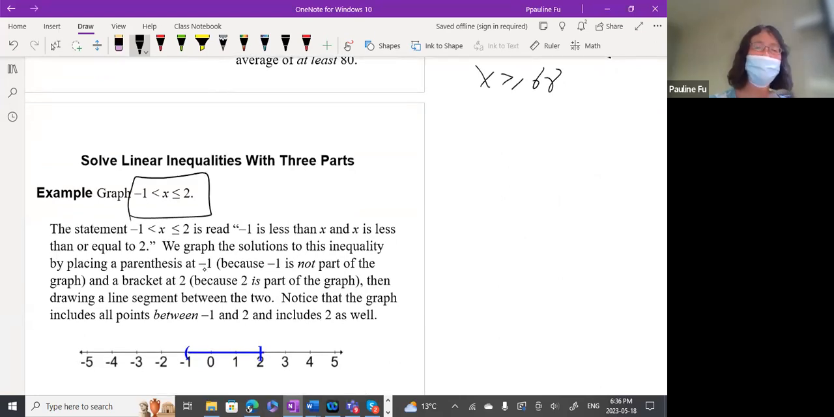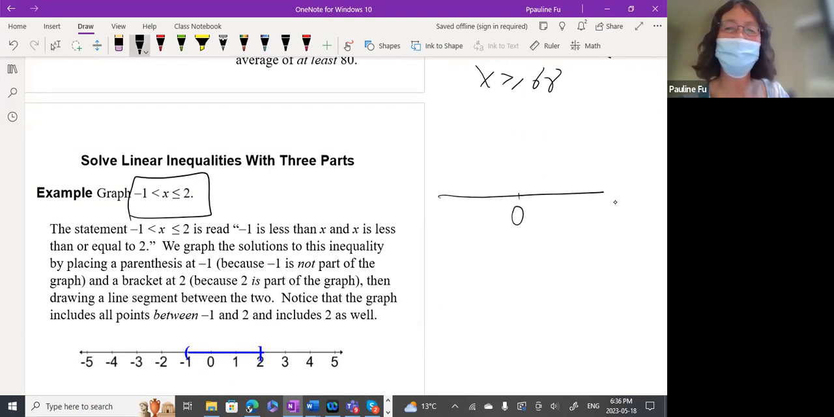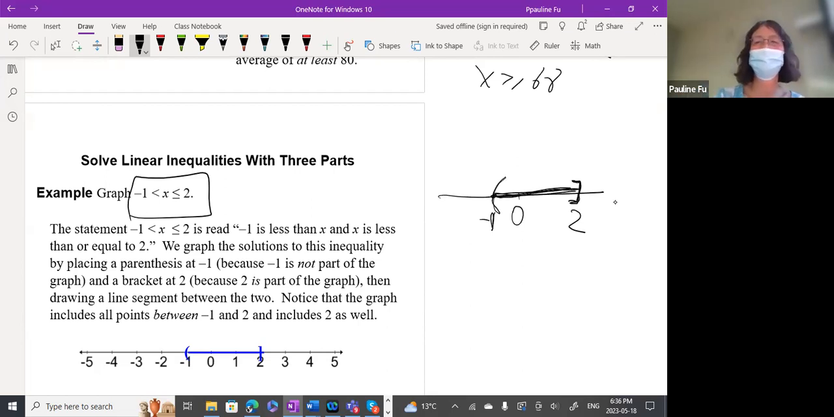Graph. -1 < x ≤ 2. Okay. So first, on the line, you identify 0, identify -1, identify 2. So x smaller or equal to 2, square bracket, x greater than -1, round bracket. So this part represents x smaller or equal to 2, greater than -1. Questions? Okay.